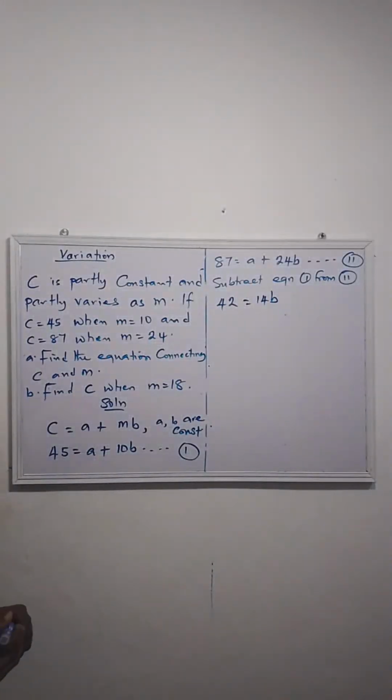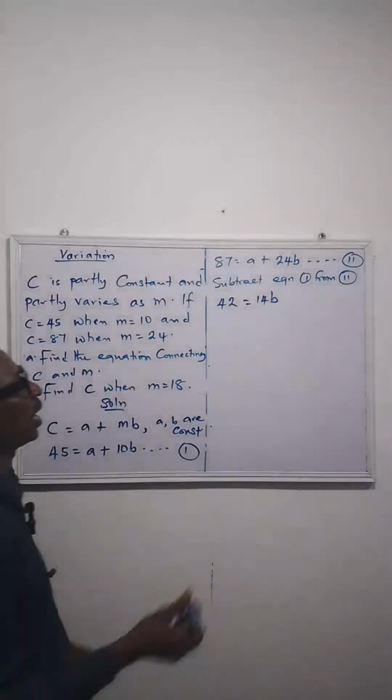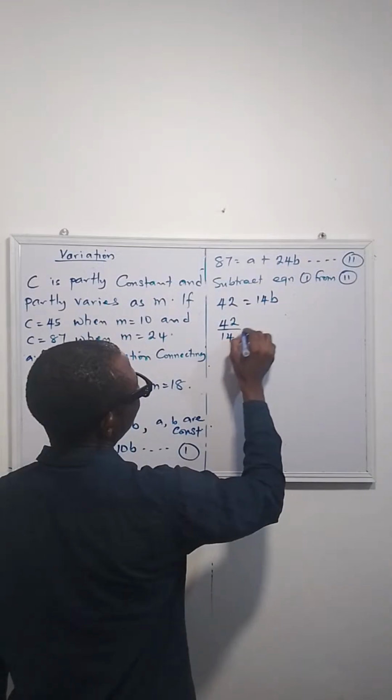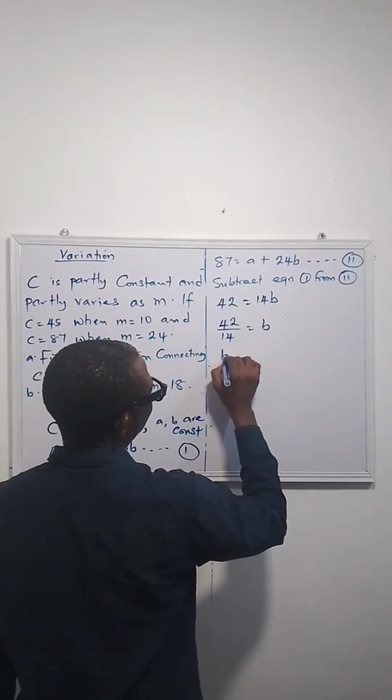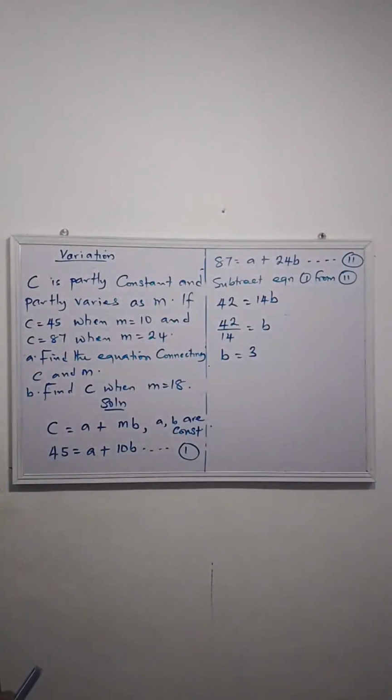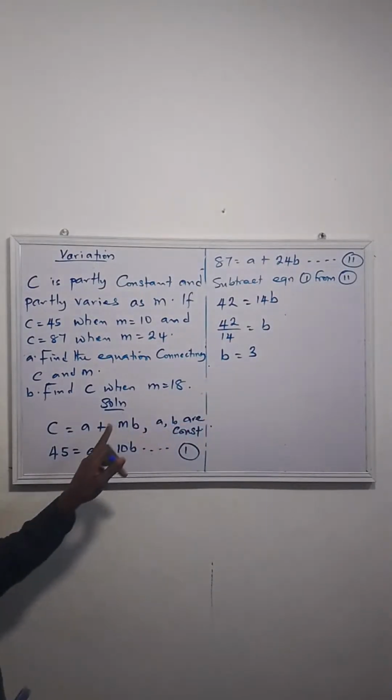So here you can divide both sides by 14. So you have 42 over 14 equals B. So what is B? That's going to be 3. Okay? All right, so now let's get the value of A.